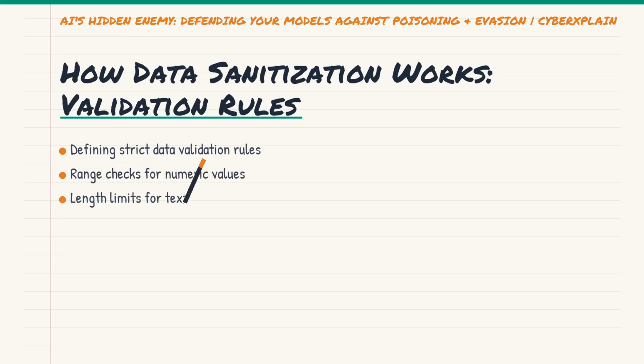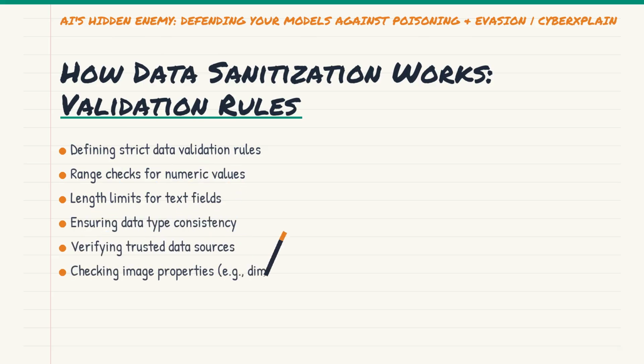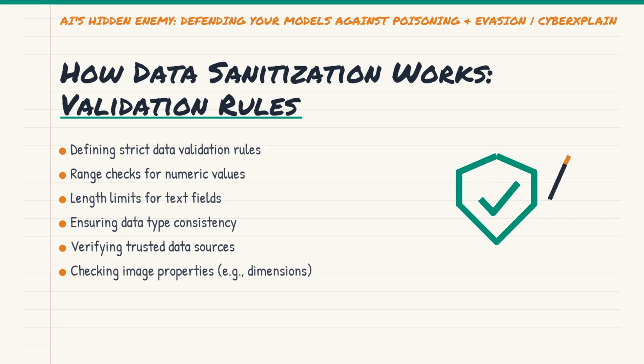Data sanitization involves defining and enforcing a set of validation rules. These rules can be simple, like numeric values must be within a certain range or text fields must not exceed a certain length. But they can also be more complex, involving checking data types, ensuring consistency across related fields, or verifying data sources. For image data, this might mean checking image dimensions, file types, or even simple pixel intensity ranges. The key is to have a comprehensive set of checks that catch anything suspicious before it contaminates your model.